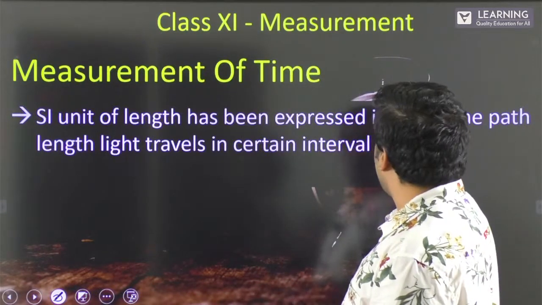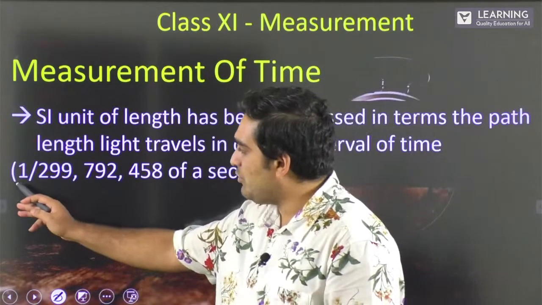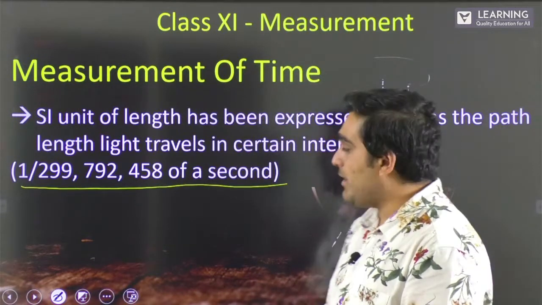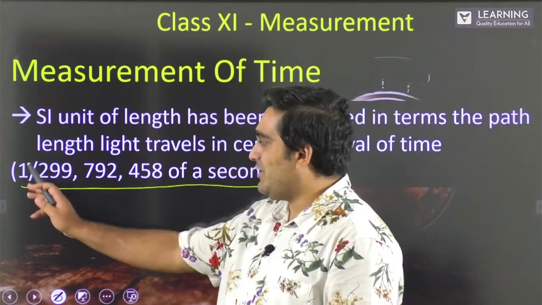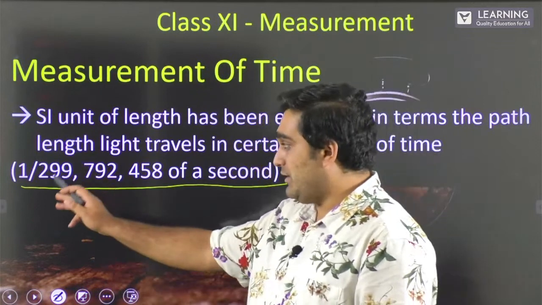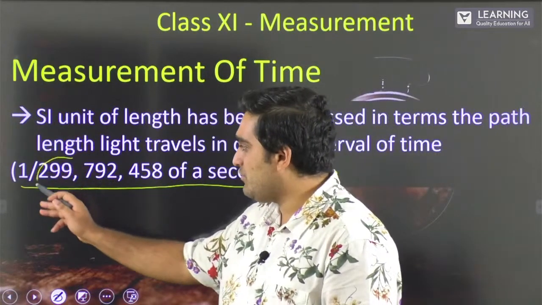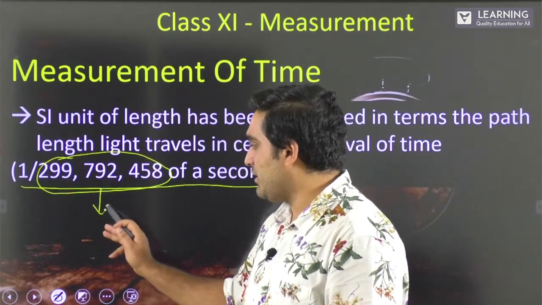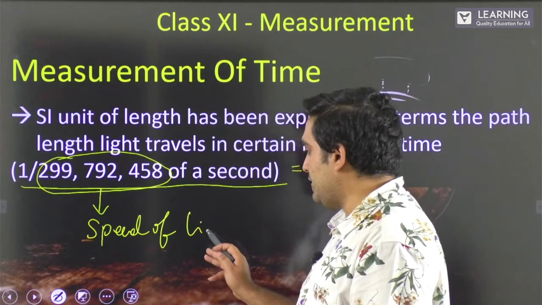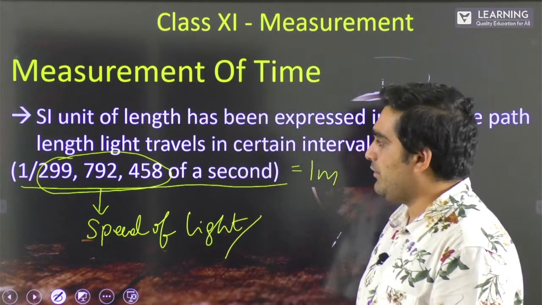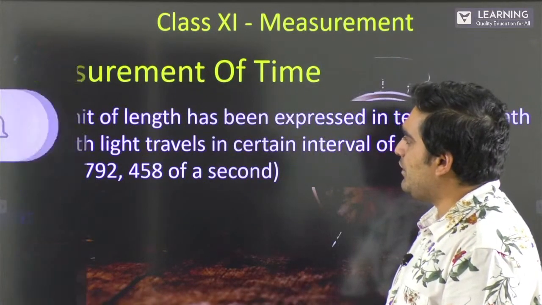So it has been expressed in terms of a path that light takes in a certain interval of time. So this is how you calculate 1 meter. Interesting fact: 1 meter is calculated as 1 by 299,792,458 of a second. Where did I get this value? This is nothing but the speed of light. All right. So this is how you can measure length as well.